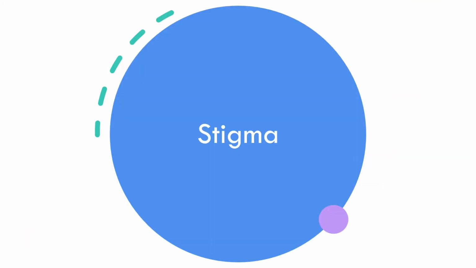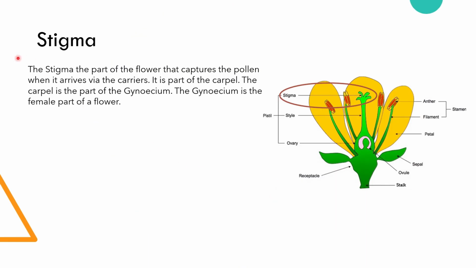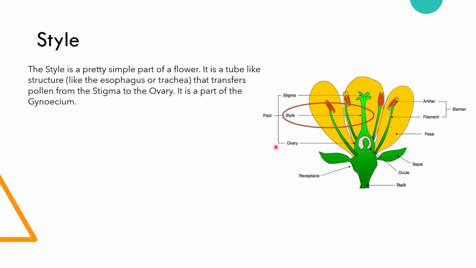Hopeless. The stigma. The stigma is a part of the flower that captures the pollen when it arrives via the carriers, which we are going to study in the following video after this one. So stay tuned. It is a part of the carpel. The carpel is a part of the gynoecium. The gynoecium is the female part of the flower. What is gynoecium? One more than androecium. Get it? Leave it.